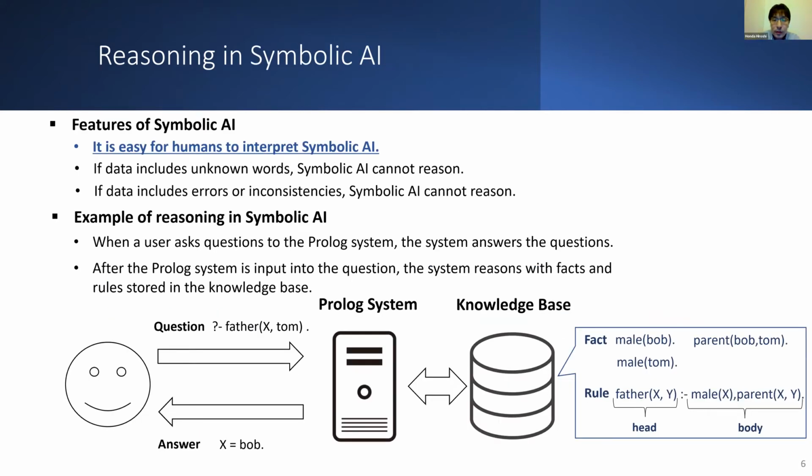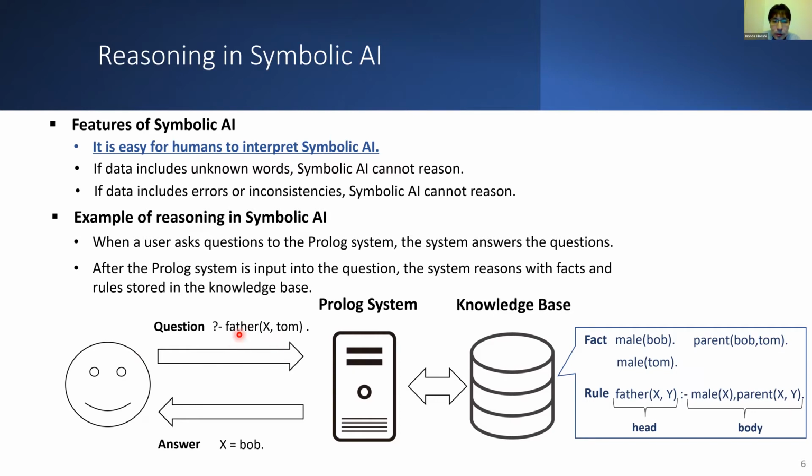First, I will explain the study of reasoning in symbolic AI. One of the features of symbolic AI is that it is easy for humans to interpret. This is an example of reasoning in symbolic AI. This system is constructed by Prolog. Prolog is one of the logic programming languages and a subset of first-order predicate logic. When a user asks questions to the Prolog system, the system answers the questions. This is an example of question and answer.